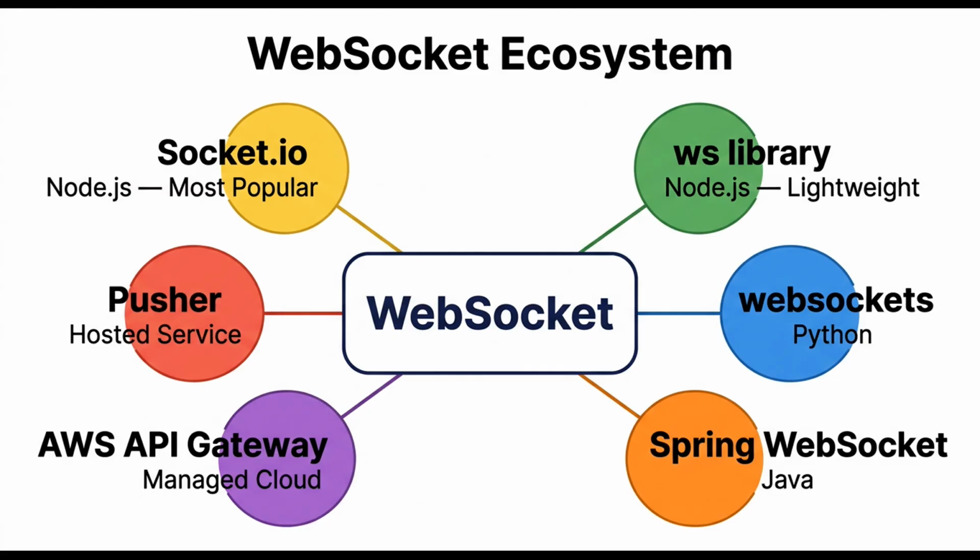On the Python side, you've got libraries like websockets and Channels for Django. For Java, there's Netty and Spring WebSocket. And on the cloud side, AWS API Gateway, Azure Web PubSub, and services like Pusher offer fully managed WebSocket infrastructure, so you don't have to deal with the scaling headaches yourself. The ecosystem is massive and mature.